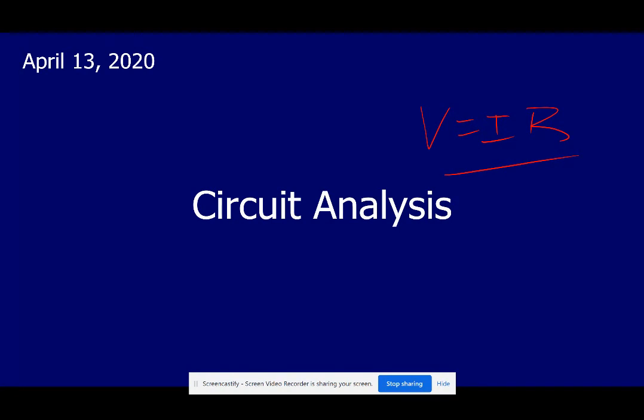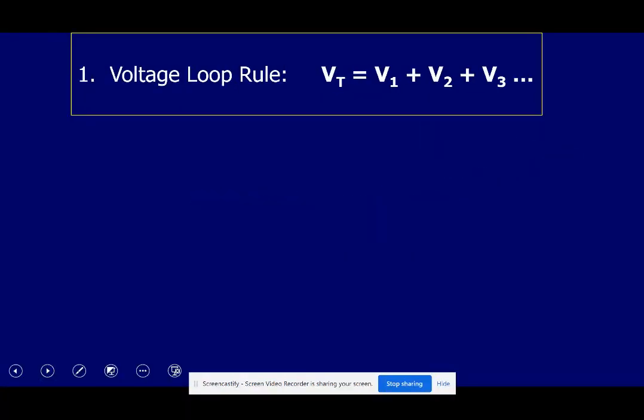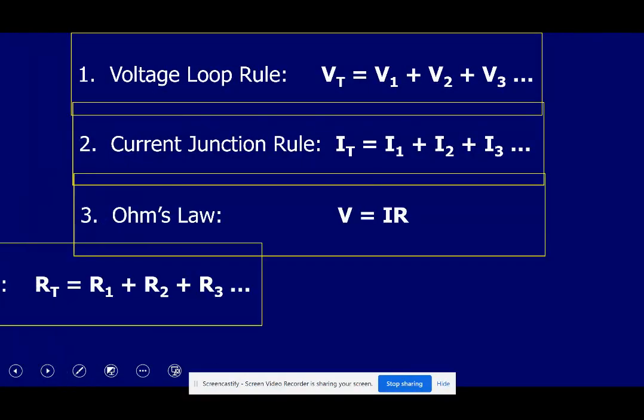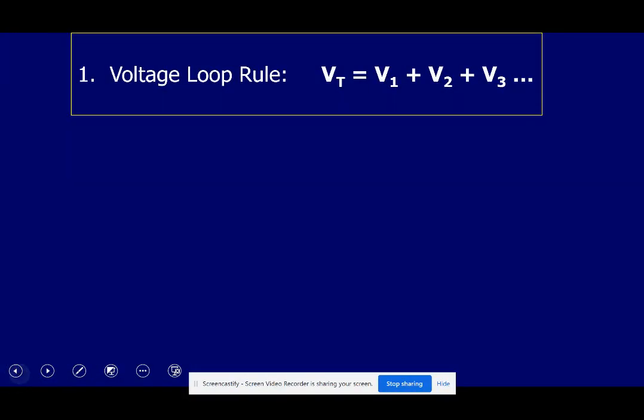All right. What we have to do for these circuits today is find the current, the voltage, and the resistance through each component. These are the rules we will use.